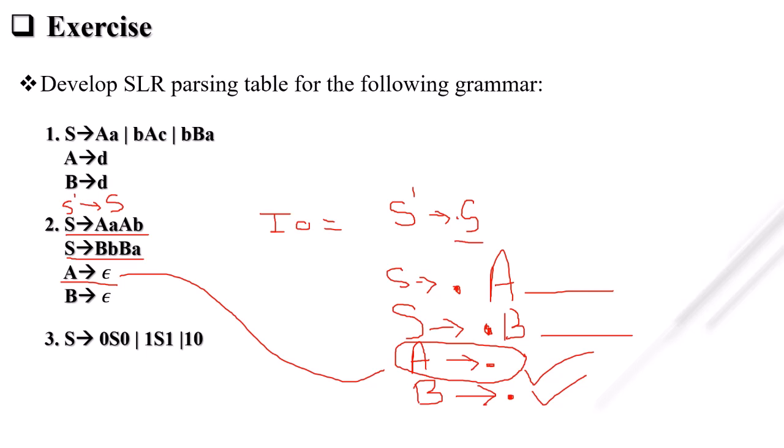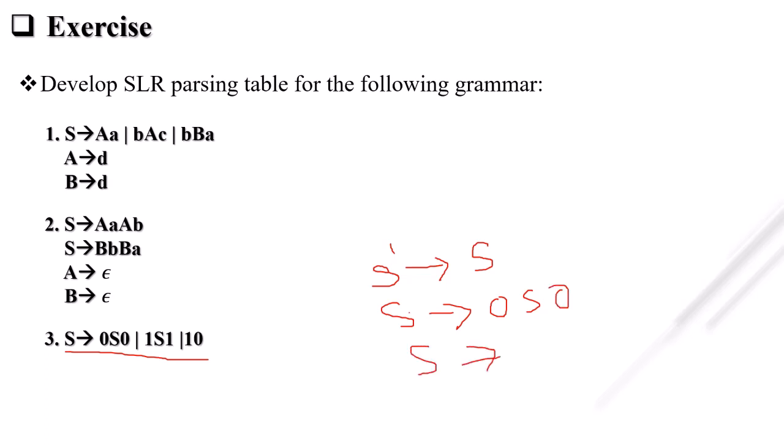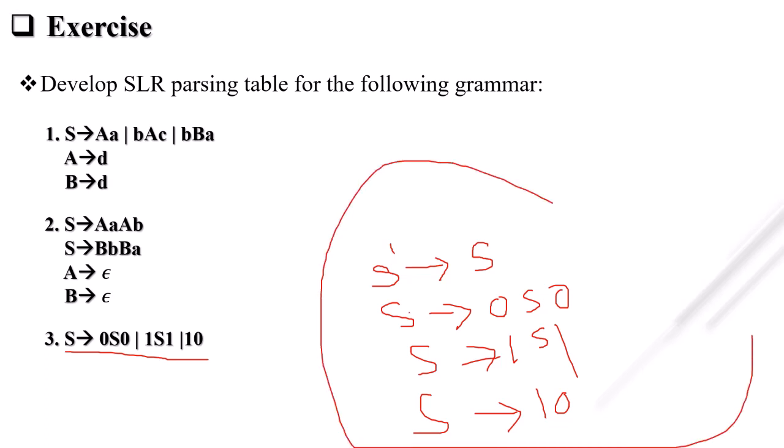So the third one is simple. What is the augmented grammar for the third one? S dash tends to S, then all the productions we have to separate. S tends to 0 S 0, then S tends to 1 S 1, S tends to 1 0. Only one non-terminal is there, so the whole production is there in I0 including dot. So it is very simple.